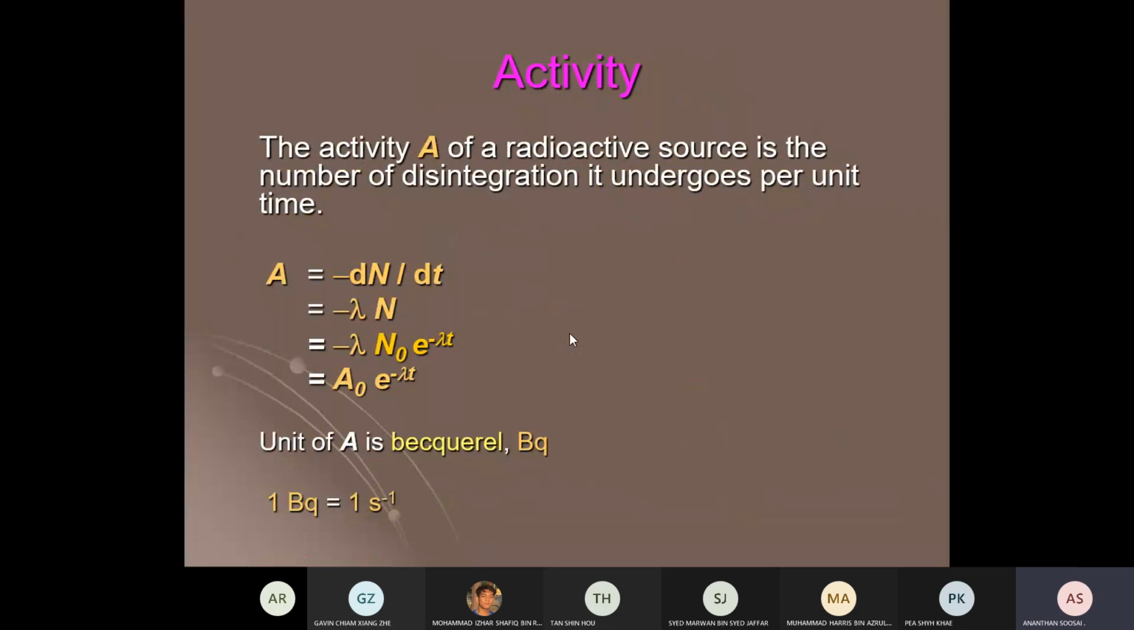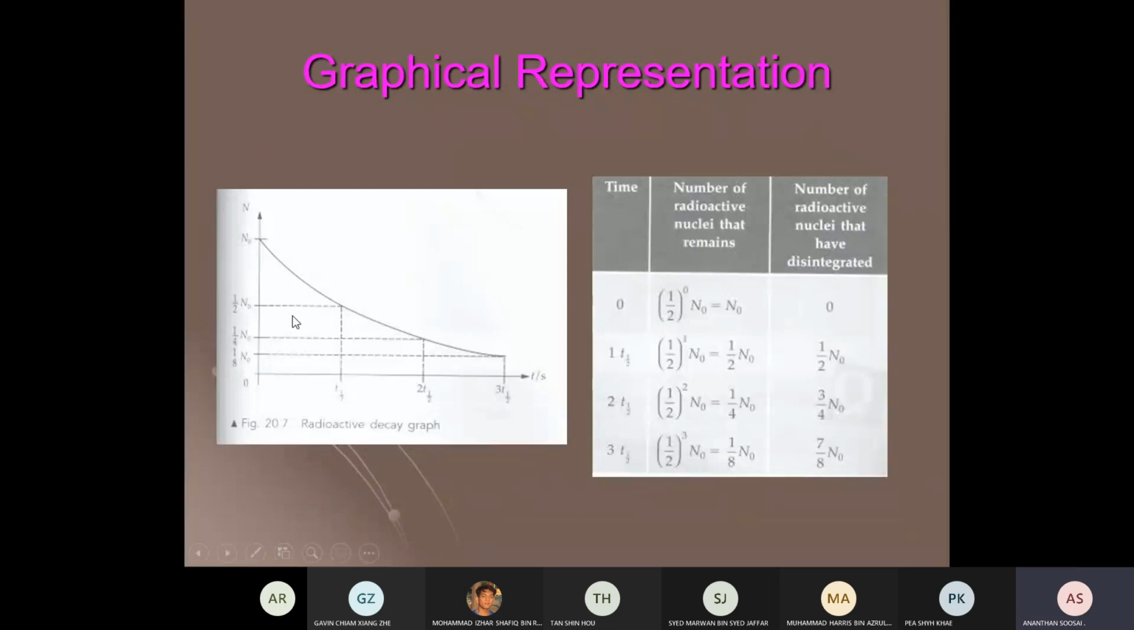So now, I told you what is meant by activity. The activity unit is the Becquerel. How many disintegrations happen in a second is the activity. You learned this before.